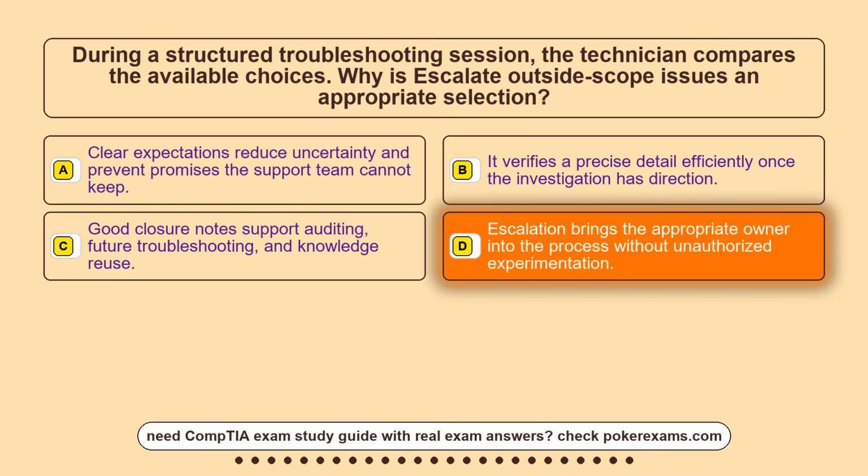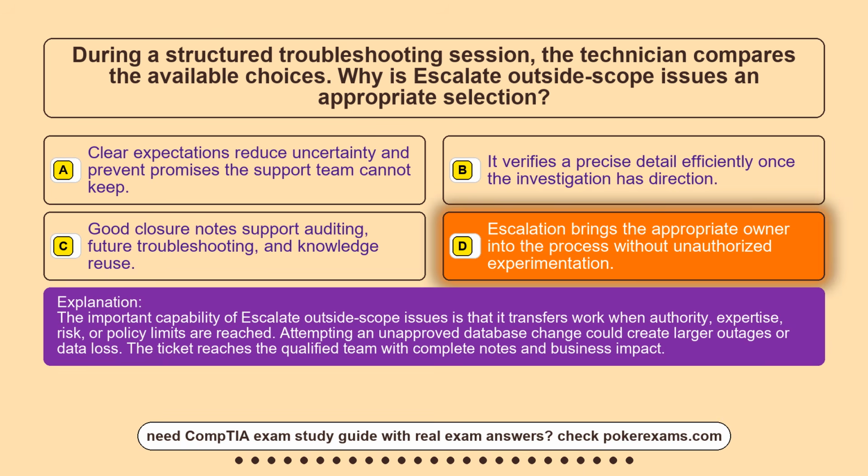The correct answer is option D. Escalation brings the appropriate owner into the process without unauthorized experimentation. The important capability of escalate out-of-scope issues is that it transfers work when authority, expertise, risk, or policy limits are reached. Attempting an unapproved database change could create larger outages or data loss. The ticket reaches the qualified team with complete notes and business impact.